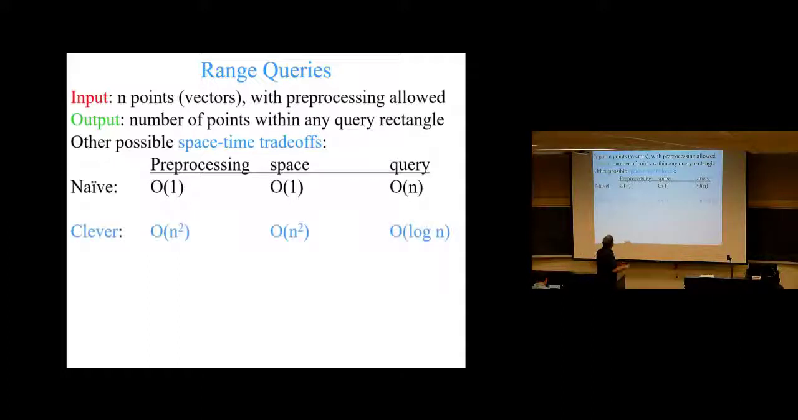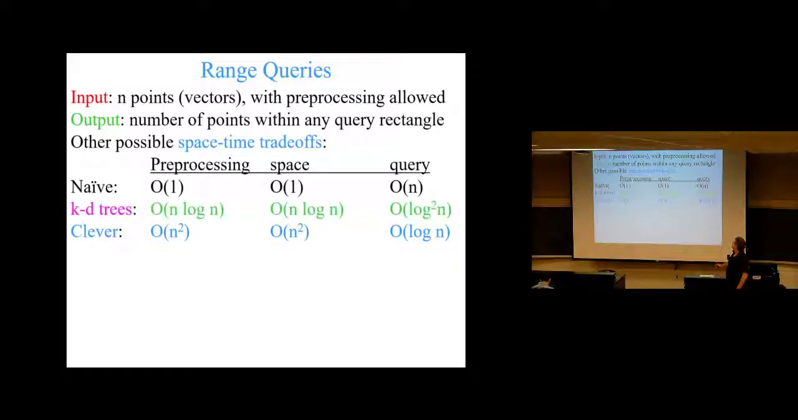So the clever method we saw in the previous slide, the pre-processing time and the space rose from constant to quadratic, but the query time dropped from linear to log, and that's an exponential improvement. And that's really good, especially if the input doesn't change much and you have a lot of queries coming down, like Google does, or almost any website or application.